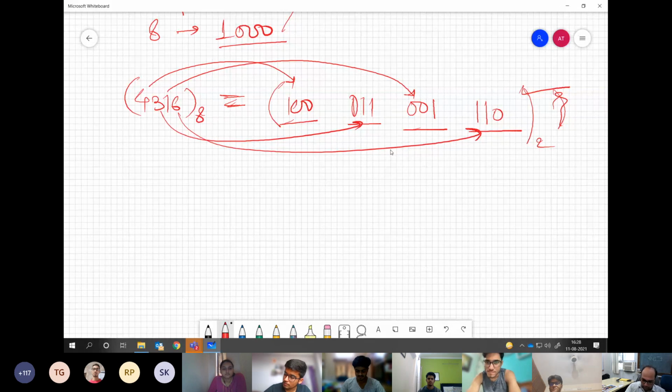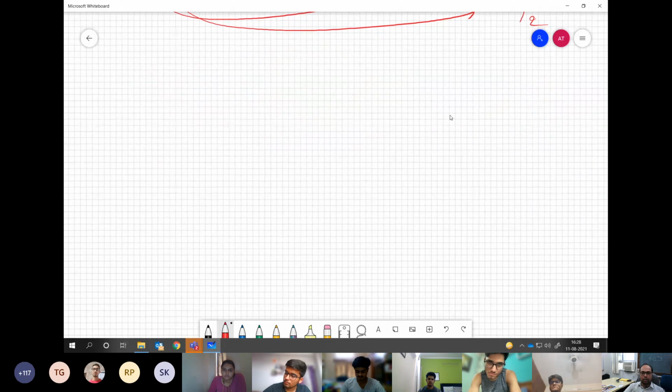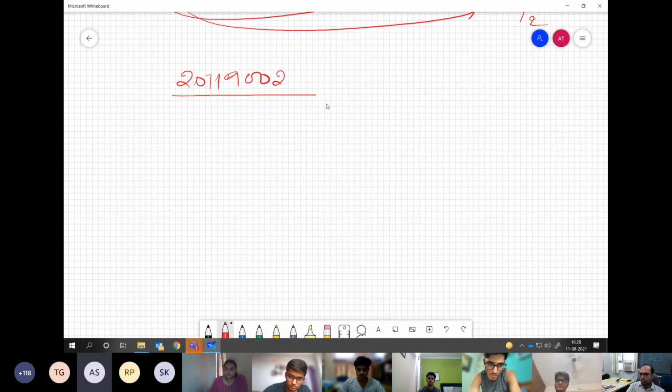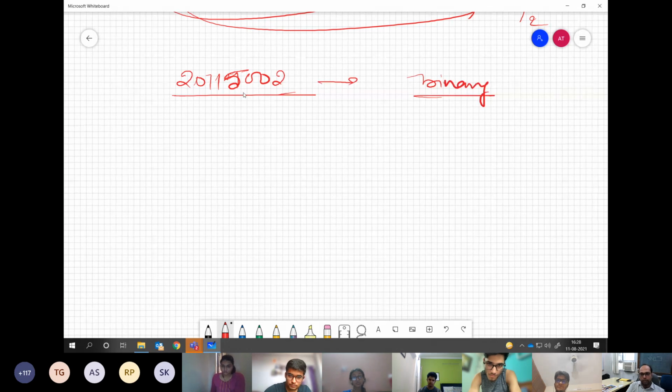Now, the advantage when you are dealing with bigger numbers, let us say I asked for your roll number, right? So can you tell any other roll number? 2011, 5002. Okay. Now if I ask you to convert it to binary, imagine how many steps you will have to do.